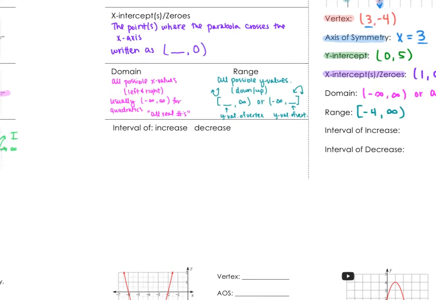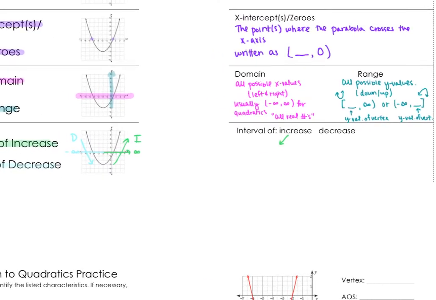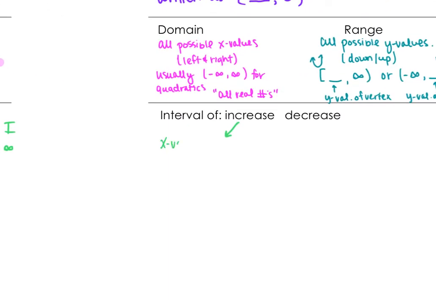Okay, so in terms of definitions here, the interval of increase is the x values when the parabola is going up, and this is going to be written using interval notation, where you list the lower bound and then the upper bound.